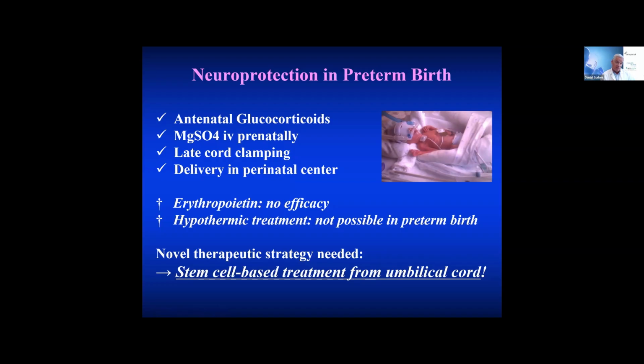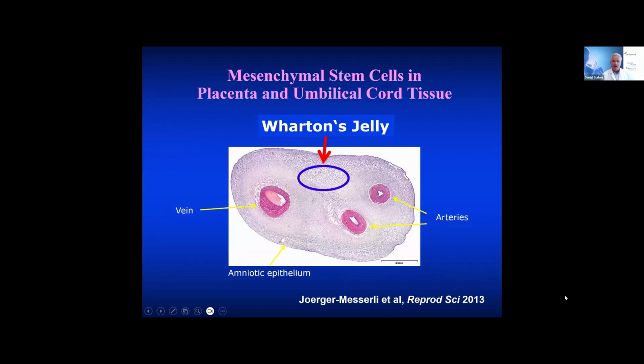So new therapeutic strategies are needed, and one of the core strategies is actually stem cell-based treatment from umbilical cord. And I want to show you also why. The umbilical cord, in fact, contains in the middle, as a protective mass around the blood vessels, the Wharton's jelly, and the Wharton's jelly itself has a big component of ubiquitous mesenchymal stem cells.